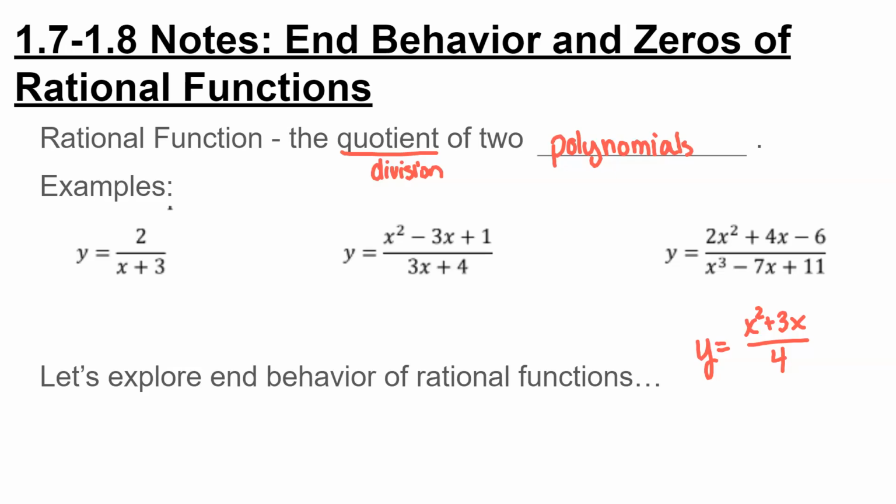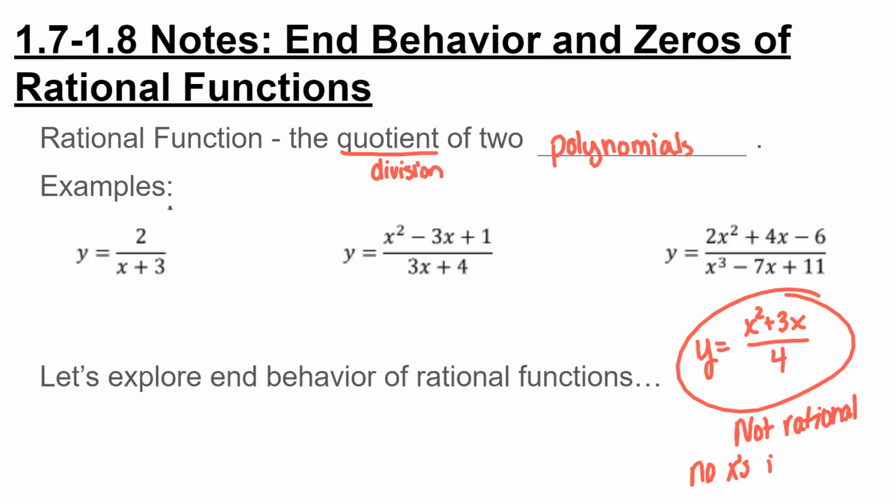What makes that different? No x is in the bottom. So this is not rational, because there are no x's in the denominator. This could be written as y equals 1/4 times x squared plus 3x. This will just be a quadratic right here. So if you don't have an x in the bottom, then it's not a rational function, even though it sometimes looks like it is.